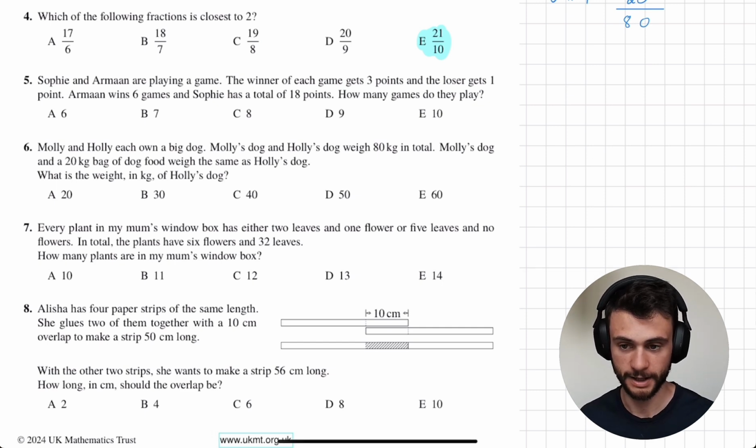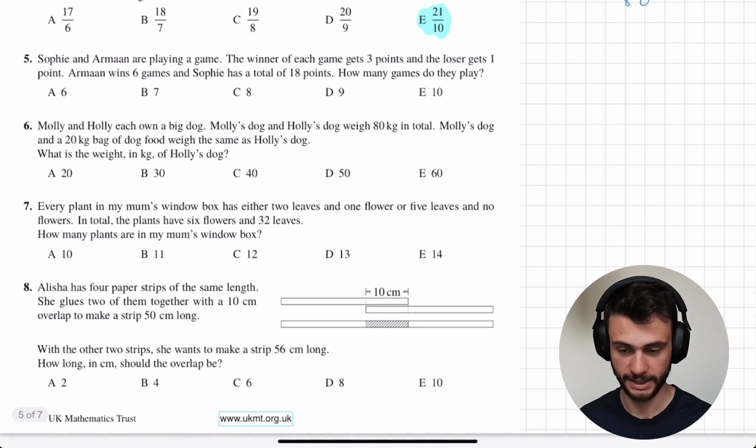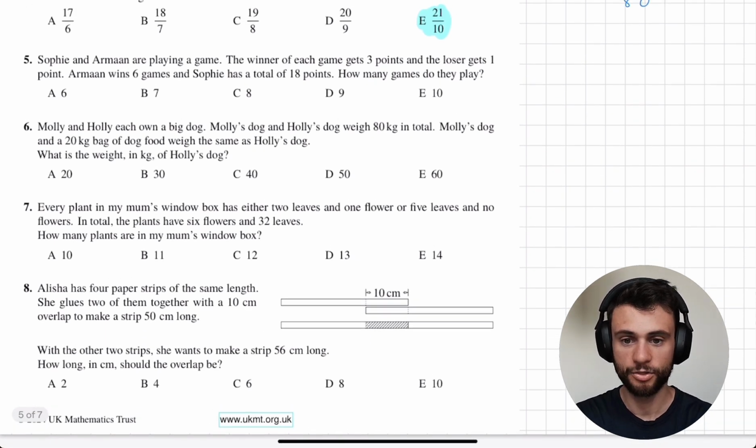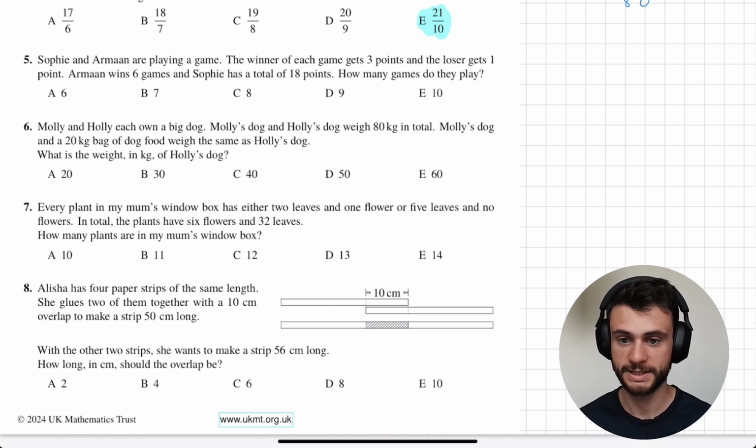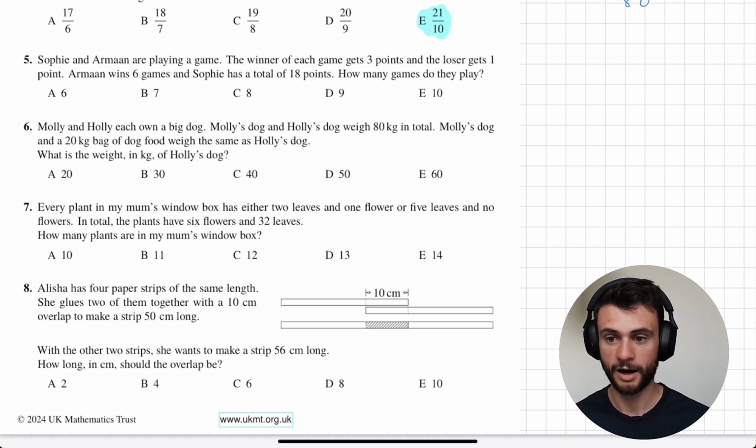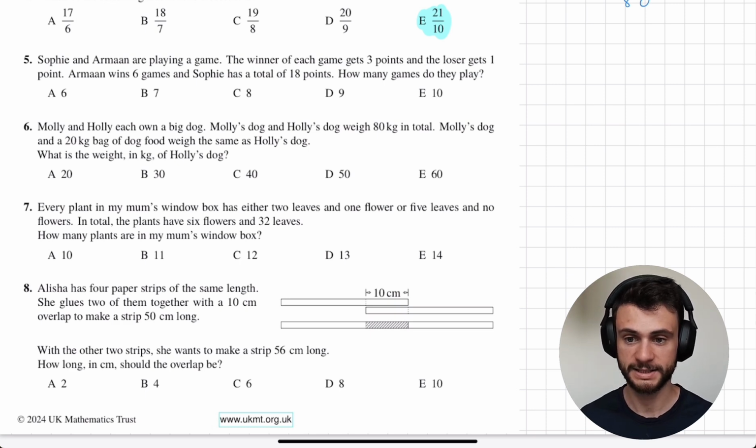So question 5, Sophie and Armin are playing a game. The winner of each game gets 3 points, the loser gets 1 point. Armin wins 6 games and Sophie has a total of 18 points. How many games do they play? The winner of each game gets 3 points and the loser gets 1 point. So if Armin wins 6 games, that means Sophie must have lost 6 games.